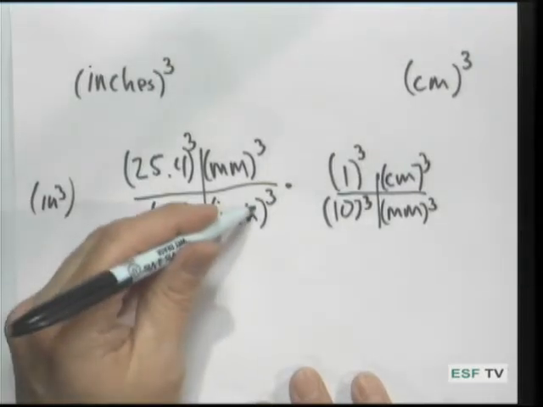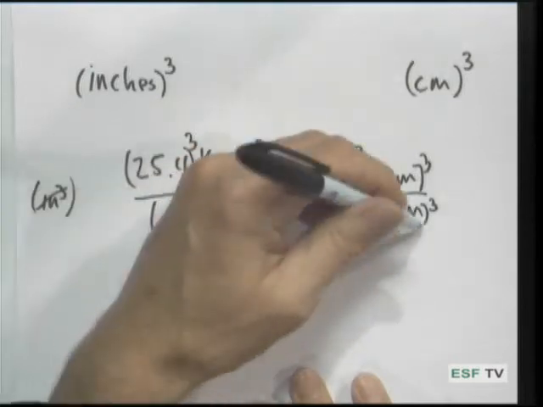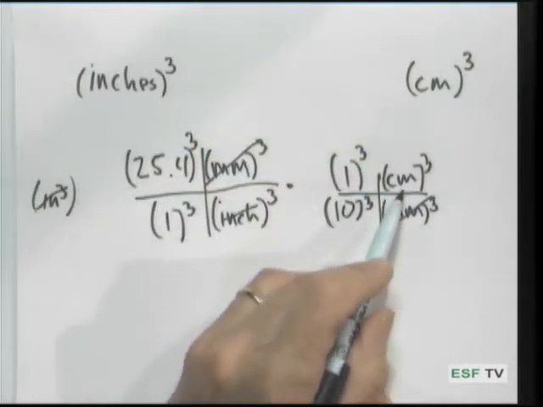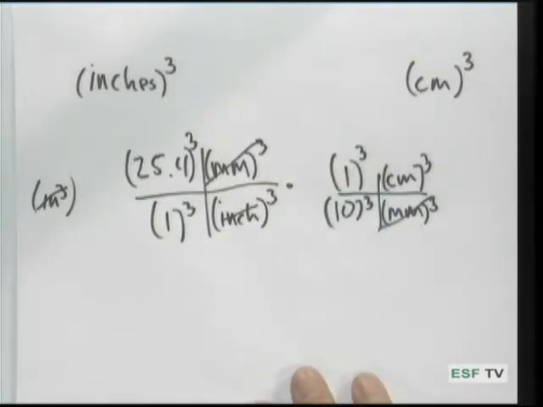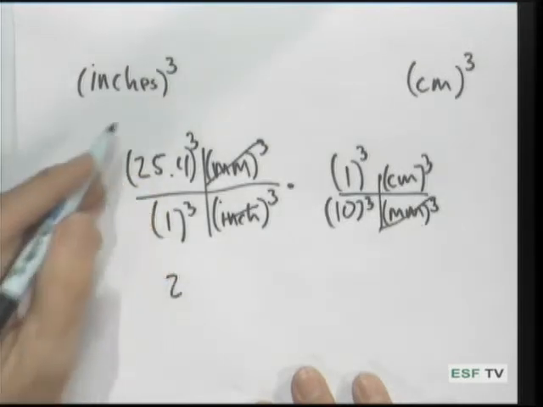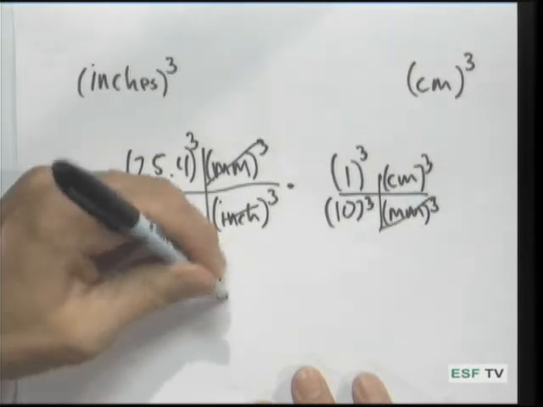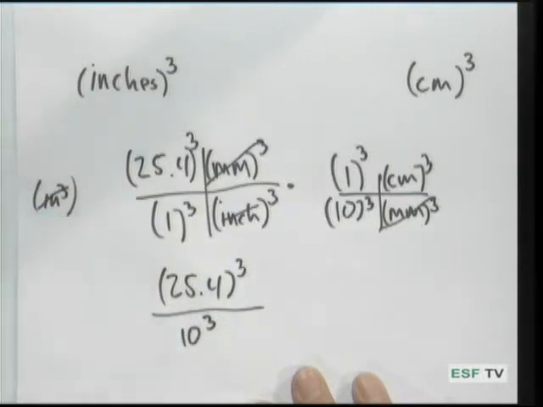Now let's look at what happens to the units here. Inches cubed is here. It cancels out there. Millimeters cubed can be canceled out, just like a number. And what you end up with is the only unit, which is the one you happen to want, which is centimeters cubed. And now we can figure out our conversion factor. Our conversion factor to convert inches cubed to centimeters cubed is simply 25.4 cubed divided by 10 cubed. And I've worked that out.